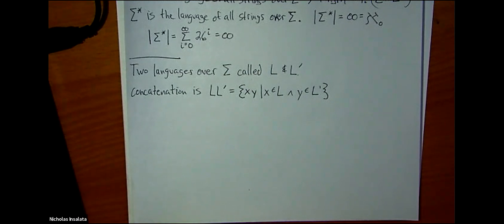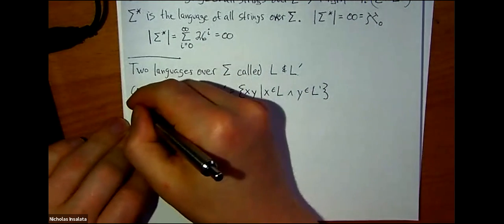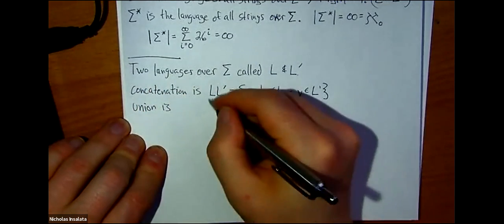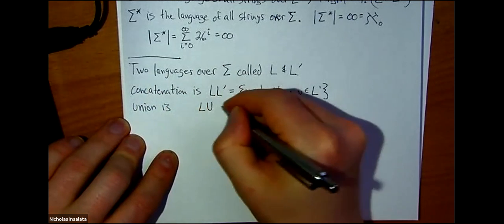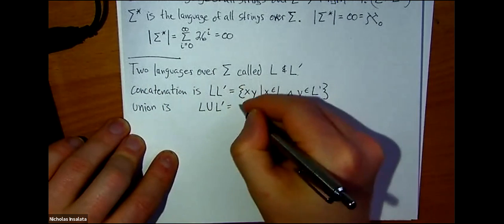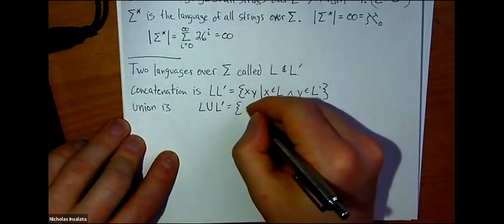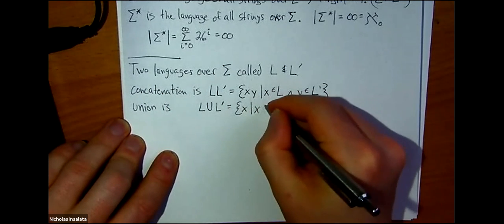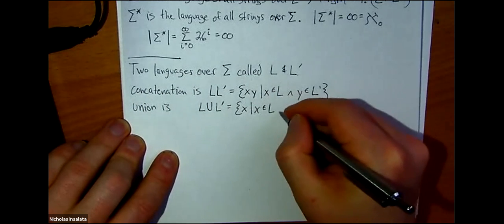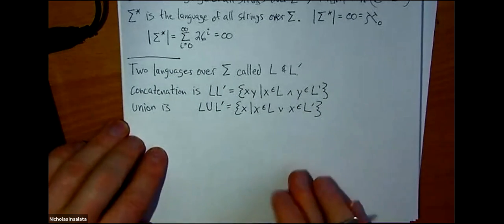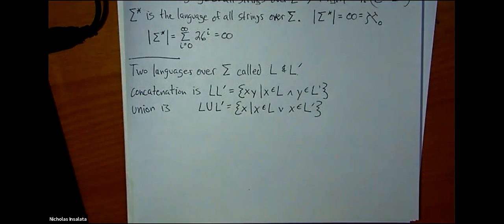Okay. The union is denoted in the usual way. So that would be L union L prime. And that's what you think it is. You take the strings from both languages and put them together. So it's the set of strings such that x is an element of the first language or x is an element of the second language. So basically you just put the two languages together, right? Here, concatenation, you glue one string after another. Here you get to pick from either language.